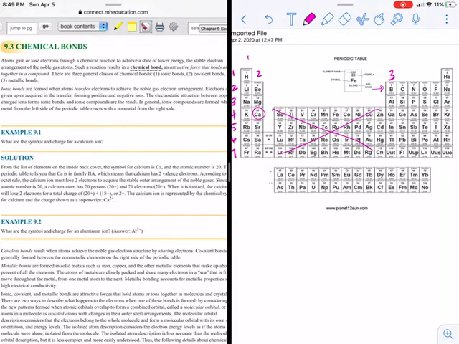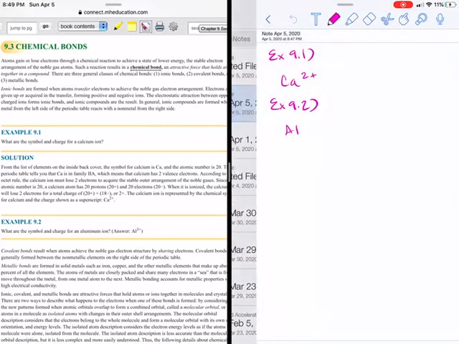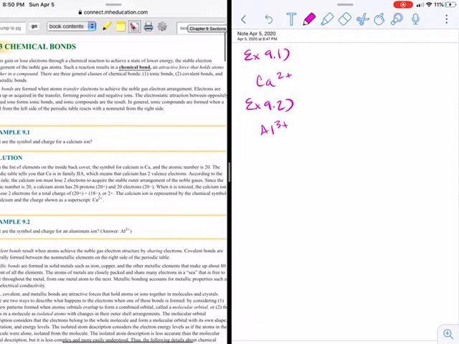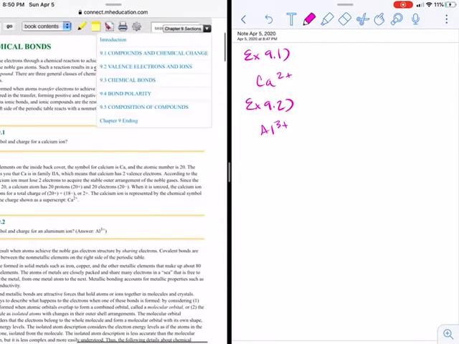So aluminum, again, is a metal, and that means it gets a plus, and it's in group 3A. So it becomes 3 plus. Okay? So that's the first couple of examples.